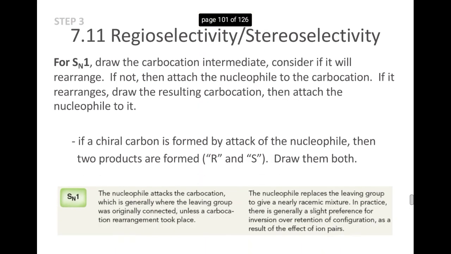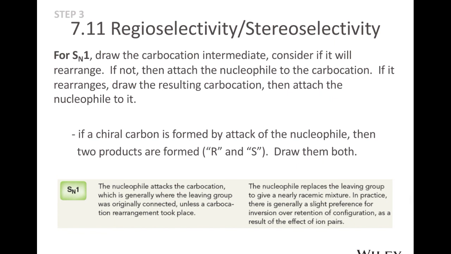All right. For an SN1 reaction, what you should do is draw the carbocation intermediate after the loss of the leaving group. Then ask yourself, will this carbocation rearrange? If it doesn't rearrange, then you take the nucleophile, attach it to the carbocation, and you're done. If it does rearrange, you should draw the resulting carbocation after the rearrangement. Then you add the nucleophile to that.